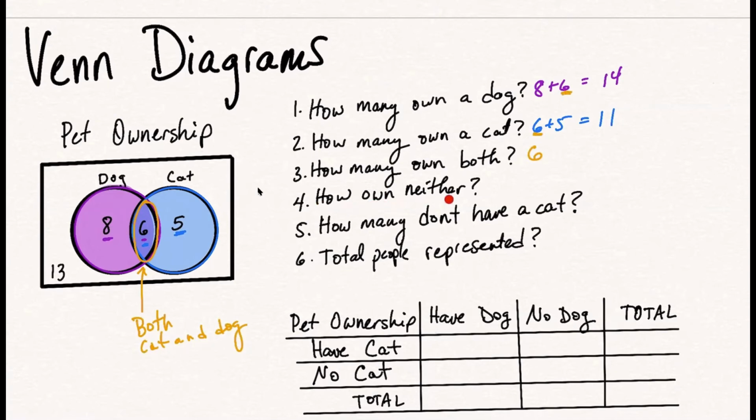So how many people own neither? These are the people that are not inside either circle. And that's what this 13 here means. So that's 13.